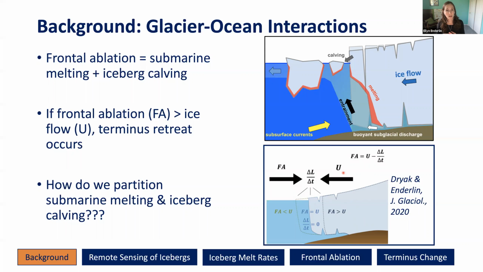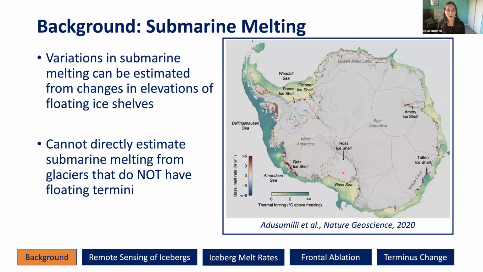Right, so like I said, it's this complicated process. It involves melting and calving. And how do we partition those two? Is it possible for us to do that? When I first started thinking about this, it was during my PhD. I started thinking about submarine melting of floating termini in Greenland, and you can use the same approach that's illustrated here for Antarctica. This is using changes in elevation over time.